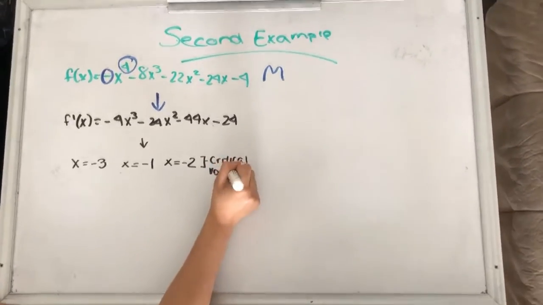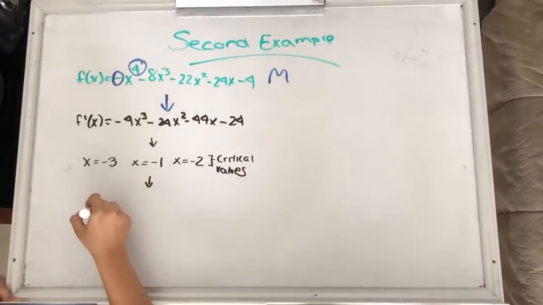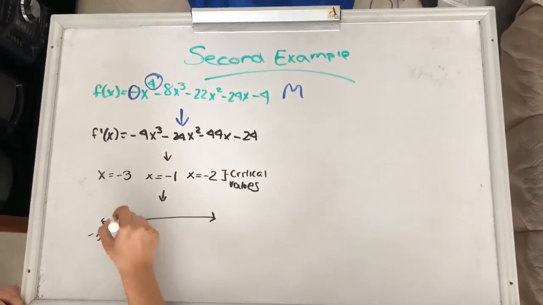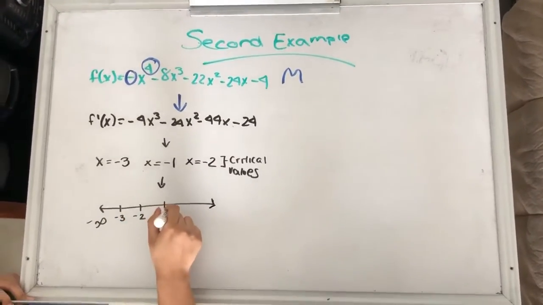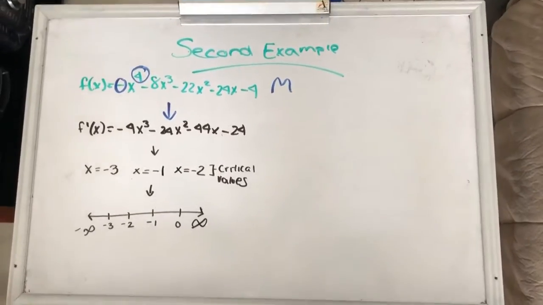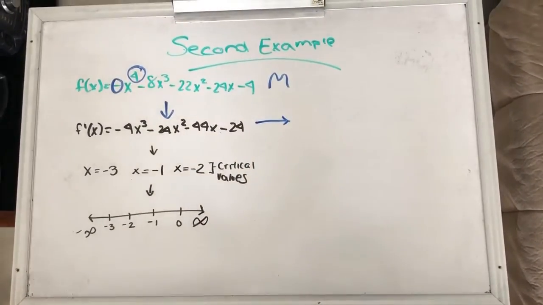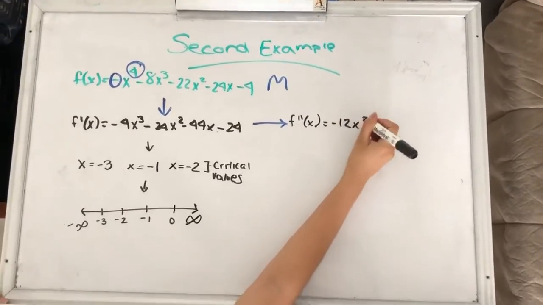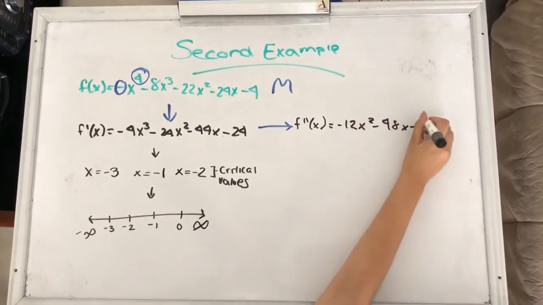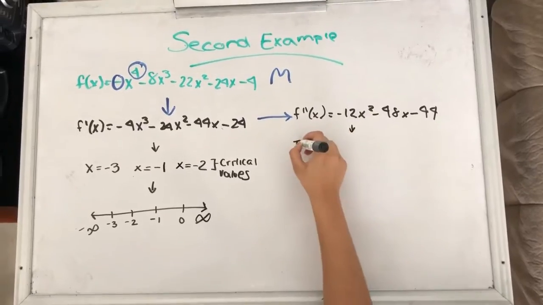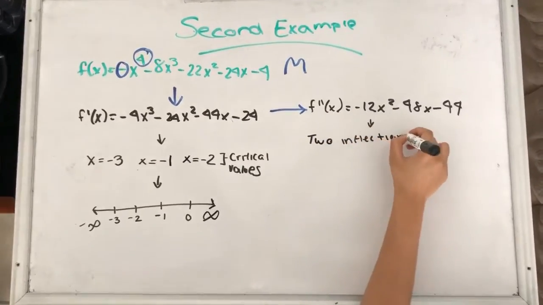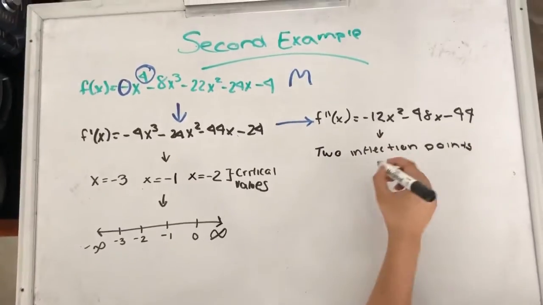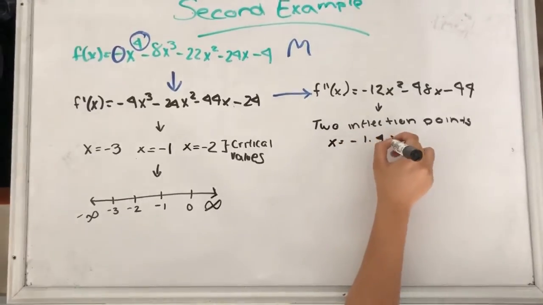Then we make a little scale graph where we represent where the values will be in the graph. In the second step, we take the second derivative of the function to know how many inflection points there will be. In this case, we have 2 inflection points. They will be x equal to minus 1.42 and x equal to minus 2.8.